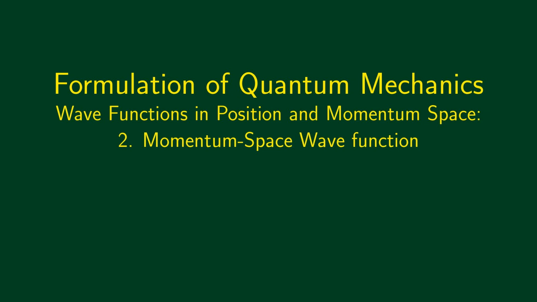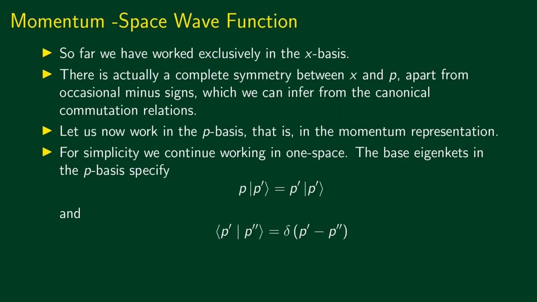We discussed the position space wave function. Now let's move on to the momentum space wave function. So far we have worked exclusively in the x basis. That is, we used a basis formed by the eigenkets of the position operator. We called this the position representation or coordinate representation.